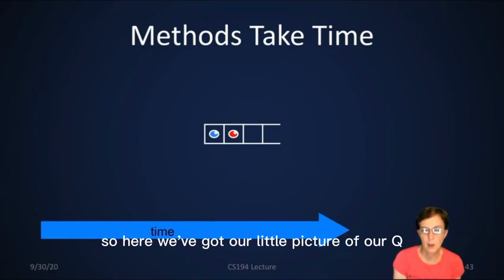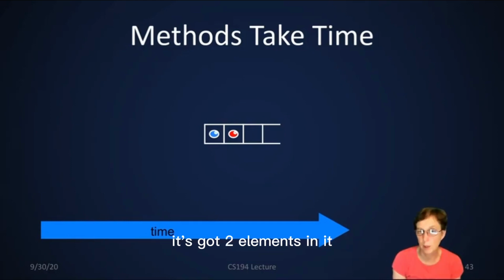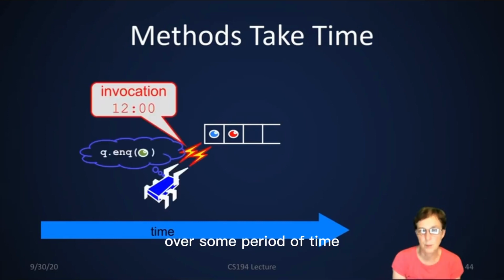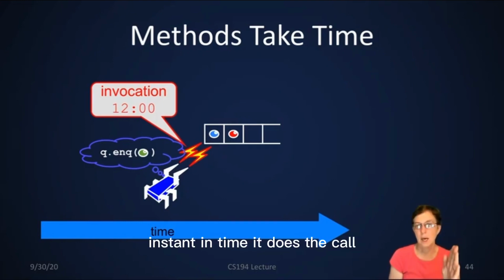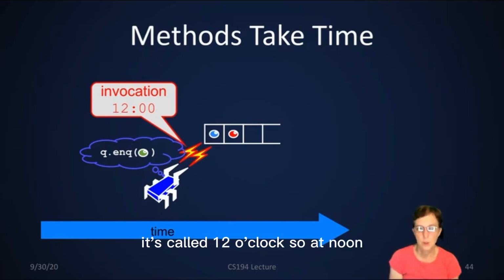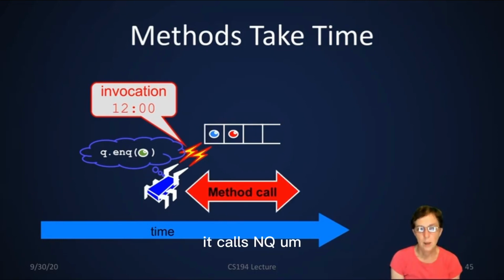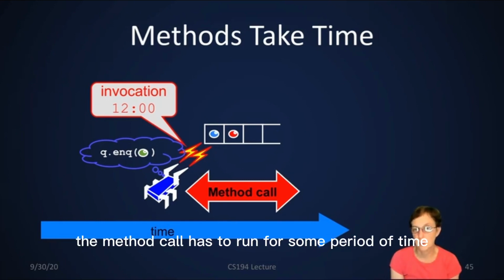So here we've got our little picture of our queue. It's got 2 elements in it. And we've got something that's going to happen over some period of time. So if we've got an enqueue operation, so one processor is calling enqueue, and that happens at some instant in time, it does the call. It's called 12 o'clock, so at noon, it calls enqueue. But the method call has to run for some period of time.